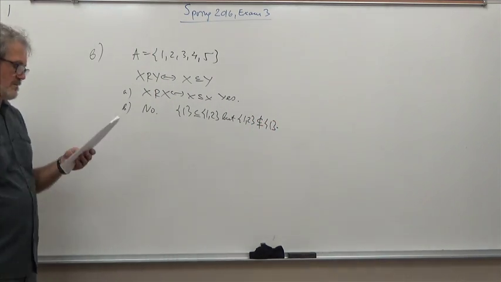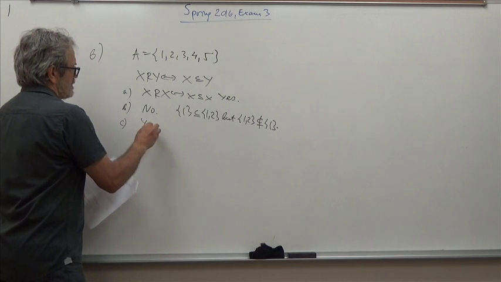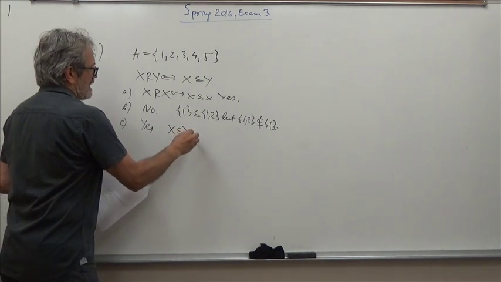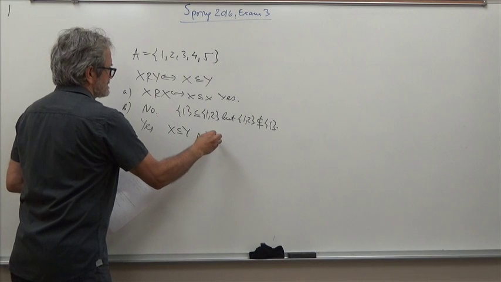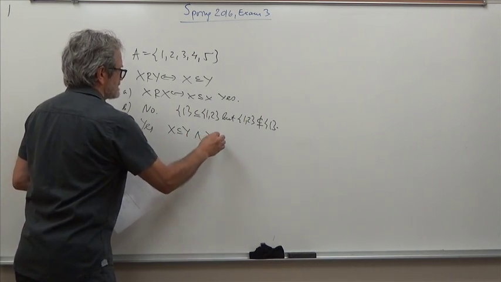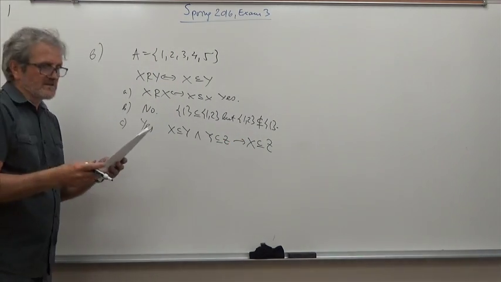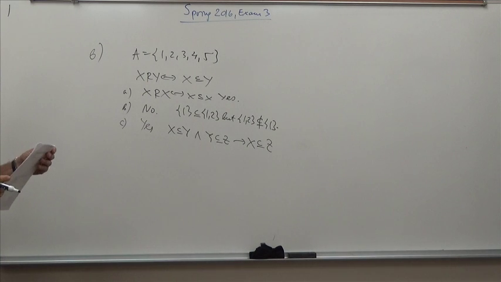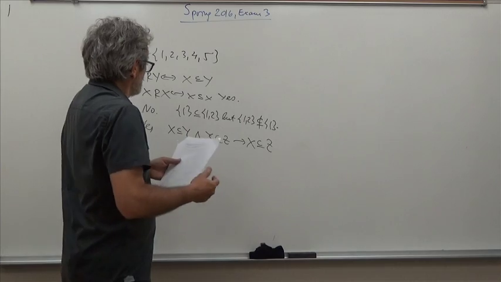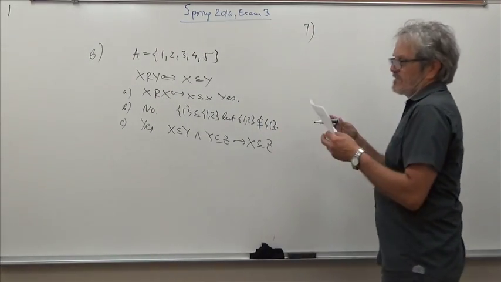So that's a counterexample. Is it transitive? Yes. Why? Because if X is a subset of Y and Y is a subset of Z, then X is a subset of Z. I didn't prove it, but that's easy to prove using transitivity of implication. And that's it. So that was a very easy one. Problem number 7.